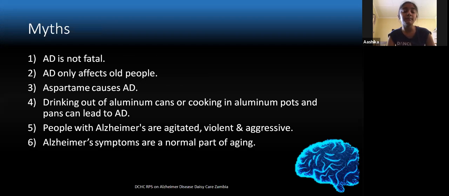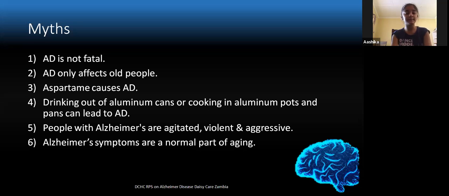Now we move on to the myths or the common misconceptions. Point number 1 is that Alzheimer's disease is not fatal. Fatal simply means causes death, and as my friend said, there is no cure for Alzheimer's disease, and hence it is proven to us that Alzheimer's disease is fatal. Point number 2, Alzheimer's disease only affects old people. This is a very common misconception, and through research, we learned that it even affects people of the age 30, 40, and 50. Point number 3, aspartame causes Alzheimer's disease.